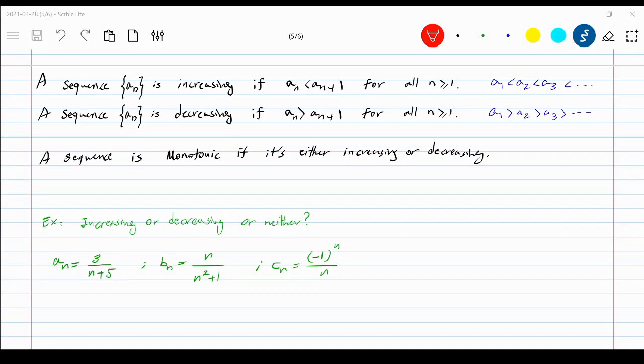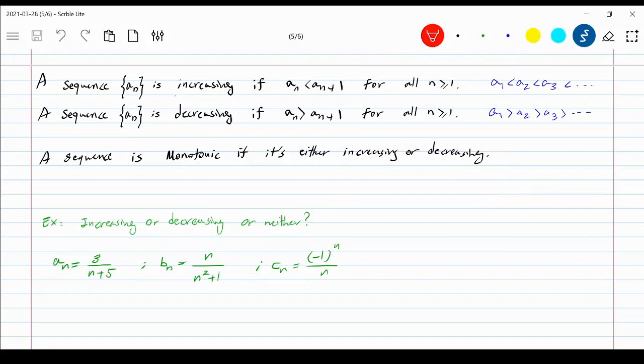Welcome back. Let's continue on chapter 11. So last time we talked about sequences and convergence of a sequence. Today we're going to talk about increasing and decreasing sequences, generally monotonic sequences.